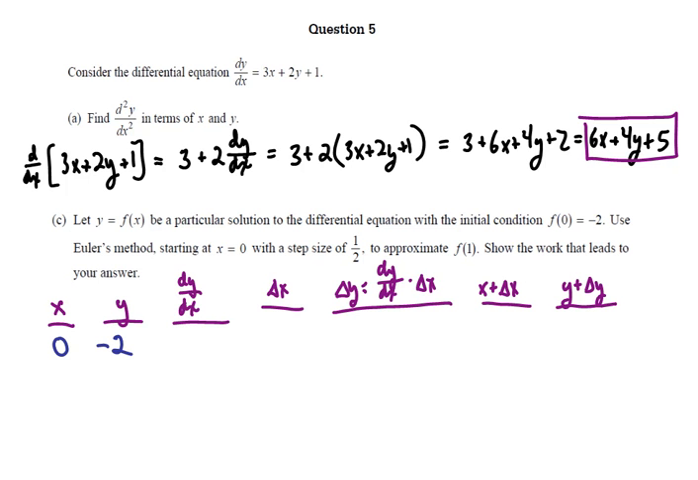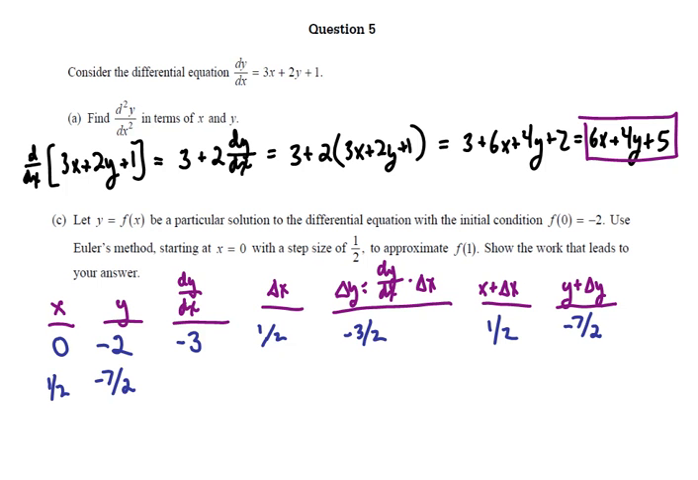And the starting point is x is 0, y is negative 2. Plugging in 0 and negative 2 for x and y into 3x plus 2y plus 1, we end up with negative 4 plus 1, or negative 3 is the derivative. We're given that delta x is 1/2. We multiply the 2 and get negative 3/2. And so we end up with our next point is x equals 1/2 and y equals negative 7/2.